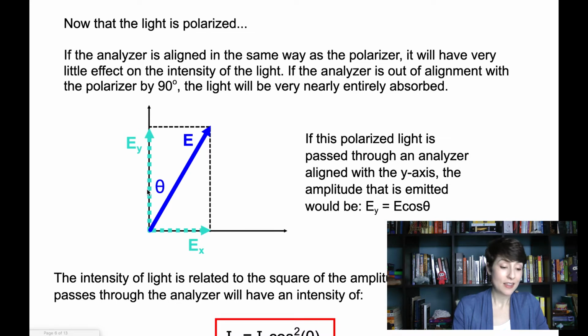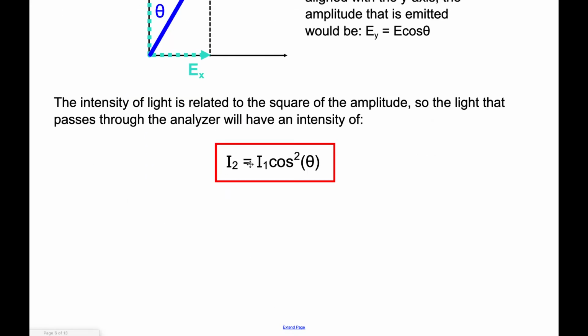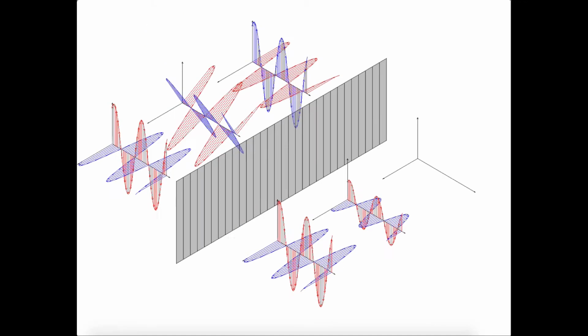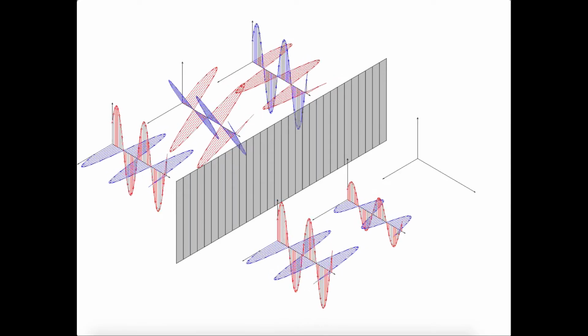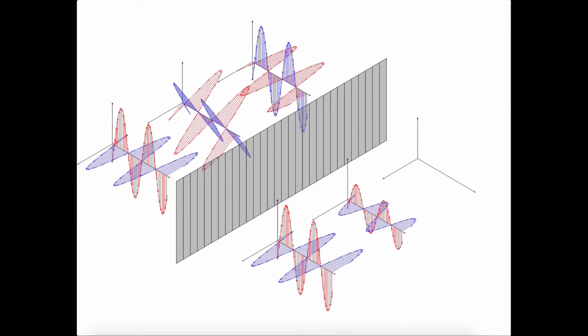That means the amplitude of my electric field would just be equal to E times cosine of theta. That's all that would get through. The intensity of light is related to the square of the amplitude. So the light that passes through the analyzer will end up having an intensity of I2 equals I1 times cosine squared of theta.